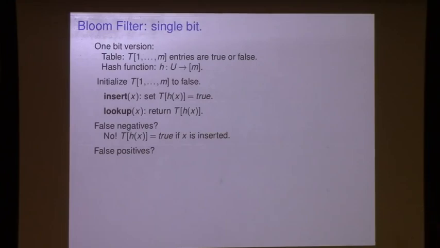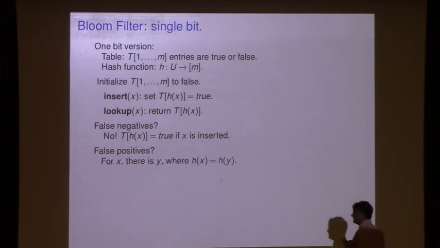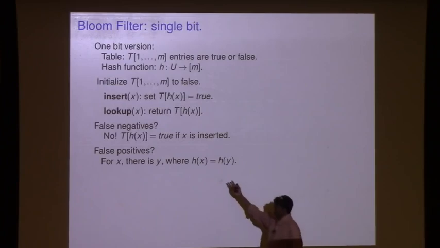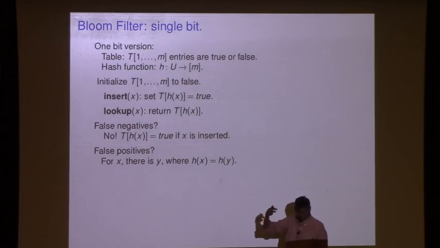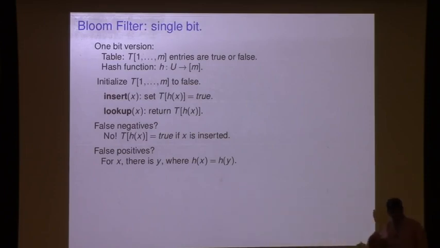Can there be false positives? Yeah. When is there a false positive? We've seen this over and over again: when there's a collision between two keys. So that's what we want to bound, once again, the notion of when we collide and how often we collide.